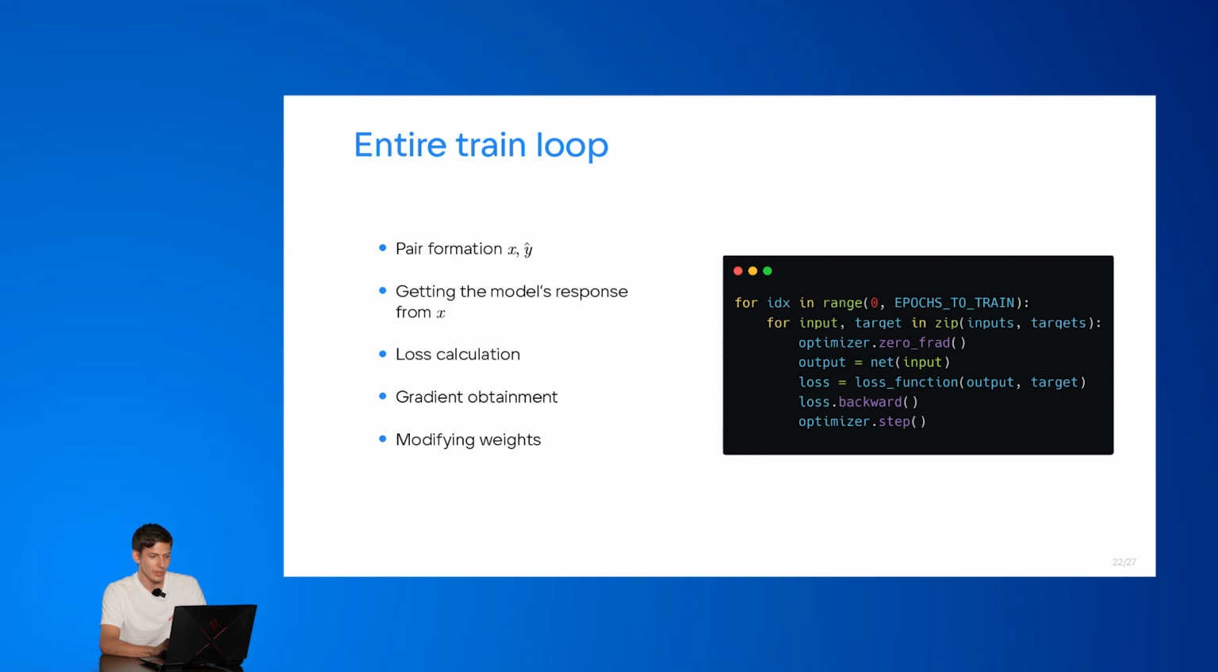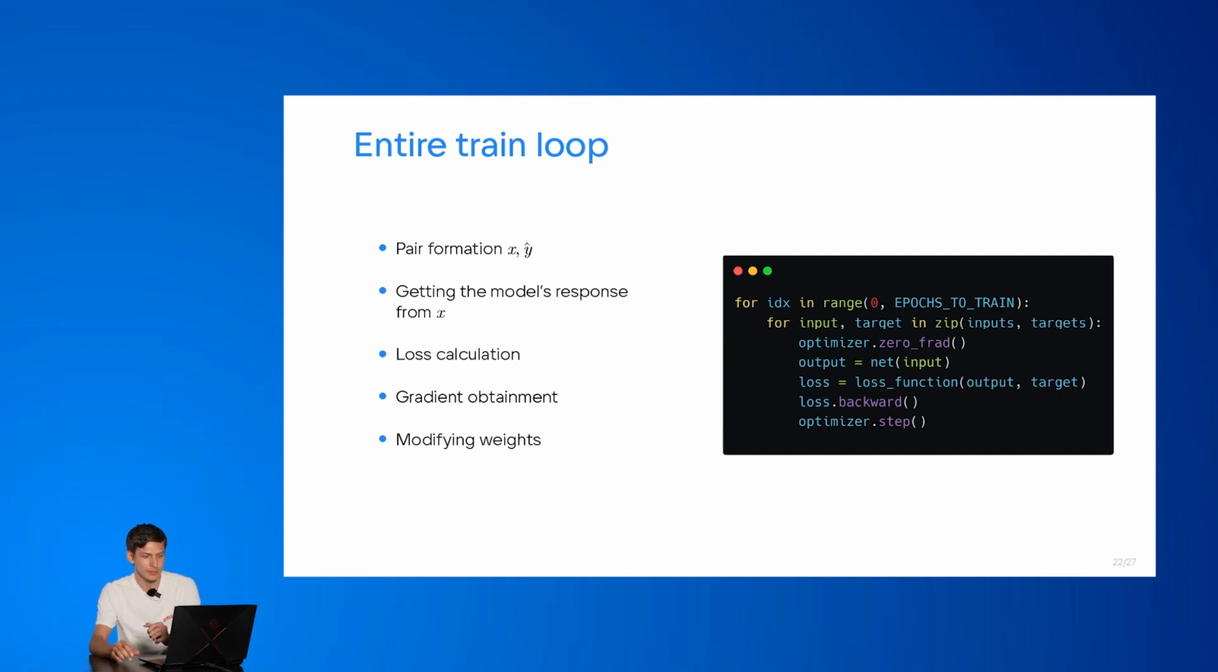Then we calculate the output, return loss from the loss function, apply the backpropagation method, that is, calculate derivatives and get new values of weights. And at the end of this iteration, move our weights to new values.